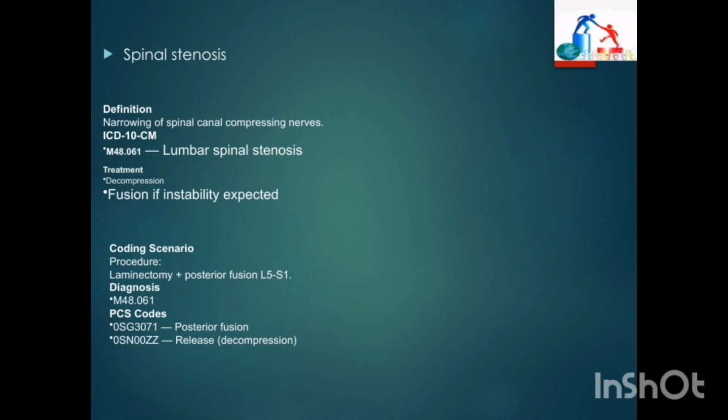The key definition to remember is that spinal stenosis is essentially a narrowing of the spinal canal that causes nerve compression. This is crucial because it guides both the diagnosis and the treatment approach. Speaking of treatment, the main goal is decompression, relieving the pressure on the nerves. Sometimes, a fusion is also necessary if there's instability in the spine after decompression. Overall, understanding this scenario helps us appreciate how diagnosis, coding, and treatment are interconnected in managing spinal stenosis effectively.